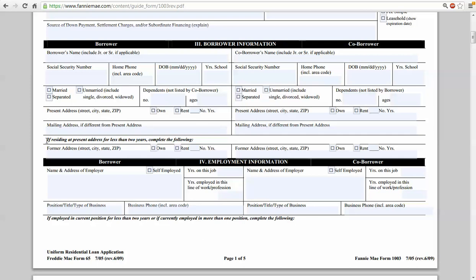And if you have been residing at that address for less than 2 years, then you'll want to detail your previous address. And again, same information for the co-borrower.